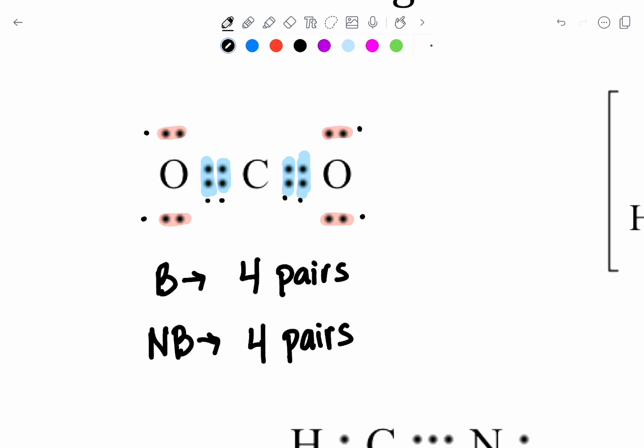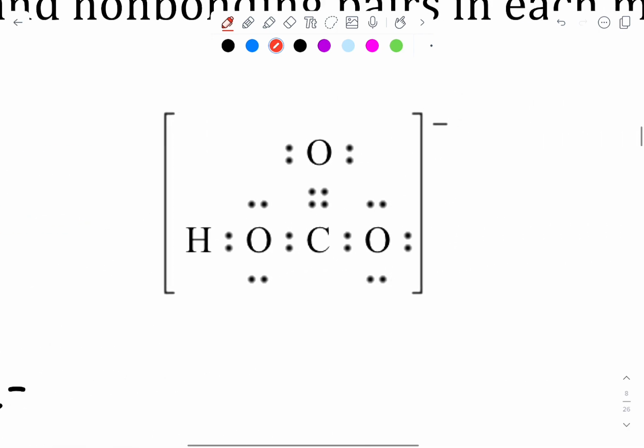We can always double check because we know that this is in total 8 pairs, which is equal to 16 electrons, right? Because each pair is 2 electrons. So we can count those up and say 1, 2, 3, 4, 5, 6, 7, 8, 9, 10, 11, 12, 13, 14, 15, 16 electrons that we are representing. So we have properly accounted for all of our pairs of electrons in this structure. So let's move on to our next one.